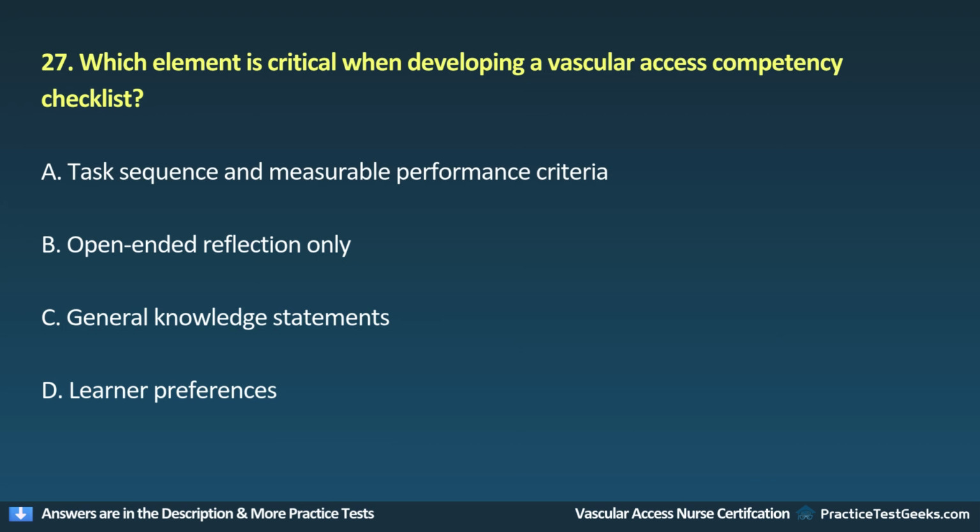27. Which element is critical when developing a vascular access competency checklist? A. Task sequence and measurable performance criteria. B. Open-ended reflection only. C. General knowledge statements. D. Learner preferences.